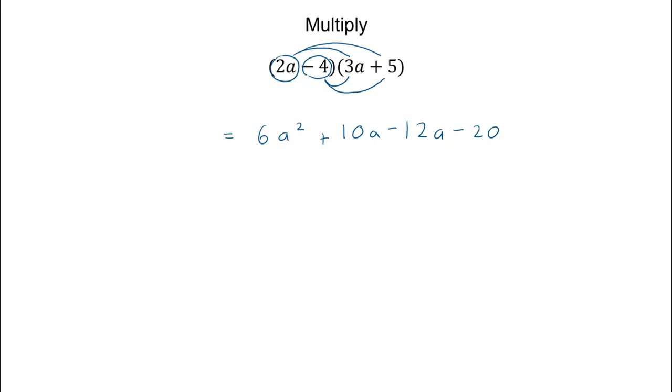Now we need to combine any like terms that we see. Well, I see a 10a and a minus 12a. Those are like terms, so let's combine those terms. 10a minus 12a is minus 2a. So we have 6a squared minus 2a minus 20. And there are no more like terms. So this is our fully simplified expression here.